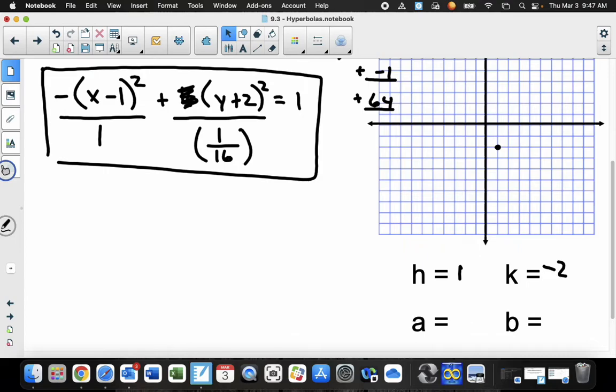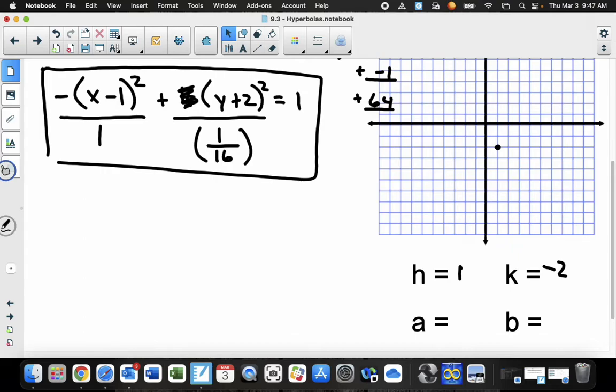First question, which way is this opening? Up and down, left or right? Up and down on this one. Because the y's are positive. So even though, and that's why I said you got to be careful. Yesterday we said the a's were always the bigger number. This one you got to just be careful. You got to look for the positive. And so whichever term is positive, that's the direction that it's opening.